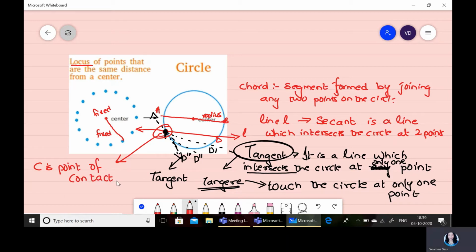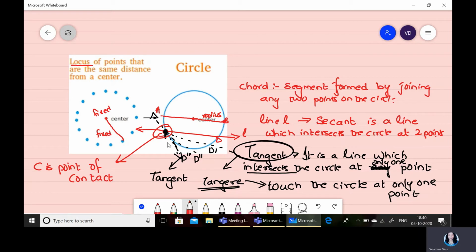I hope you have understood the meaning of tangent and secant. So secant is a line which intersects the circle at 2 points. And here we understood tangent is nothing but a line which intersects the circle at only one point, one and only one point. It also means touching the circle at only one point.